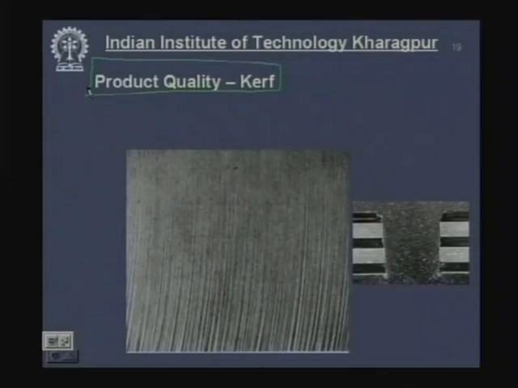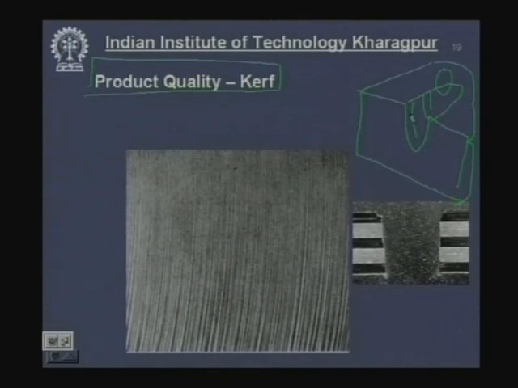Whenever we manufacture, we aim to get a particular product which would be a useful thing to society. Now, this is the photographic view of the cut. What is the cut? Say, for example, this is the cut that I have machined.